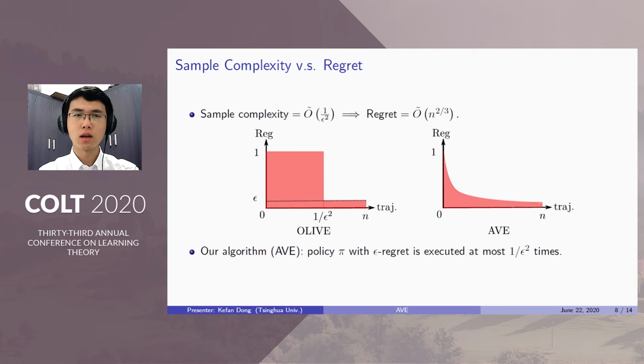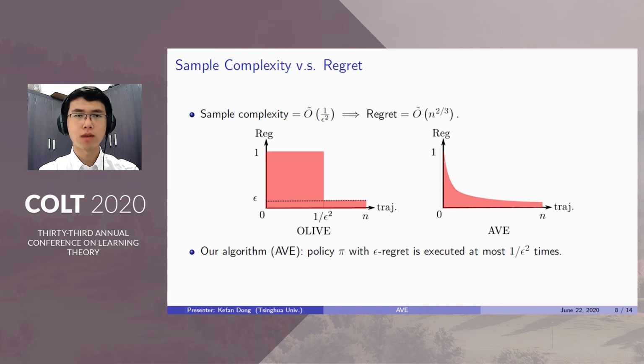For online learning, we want a gradual improvement of the performance. So the learning curve of an ideal algorithm should look like the figure on the right. That is exactly what our adaptive value function elimination algorithm does. We can guarantee that a policy with epsilon suboptimality is executed at most 1 over epsilon squared times. For example, a policy with constant suboptimality is executed at most constant times.